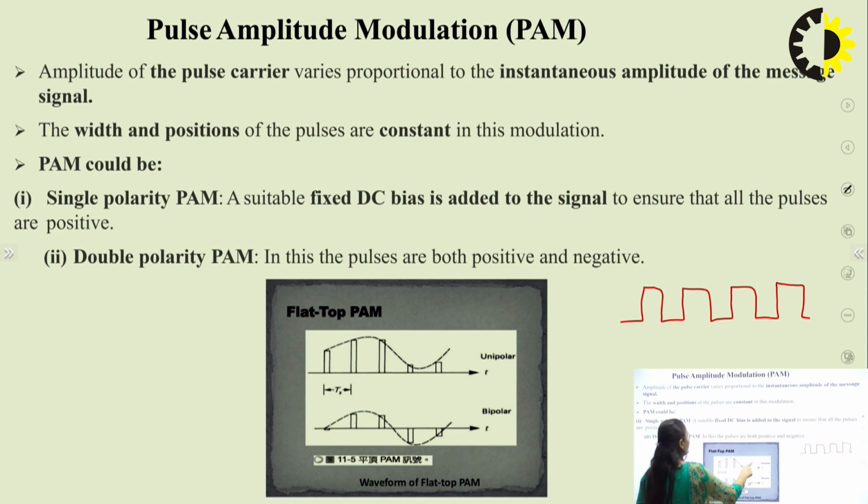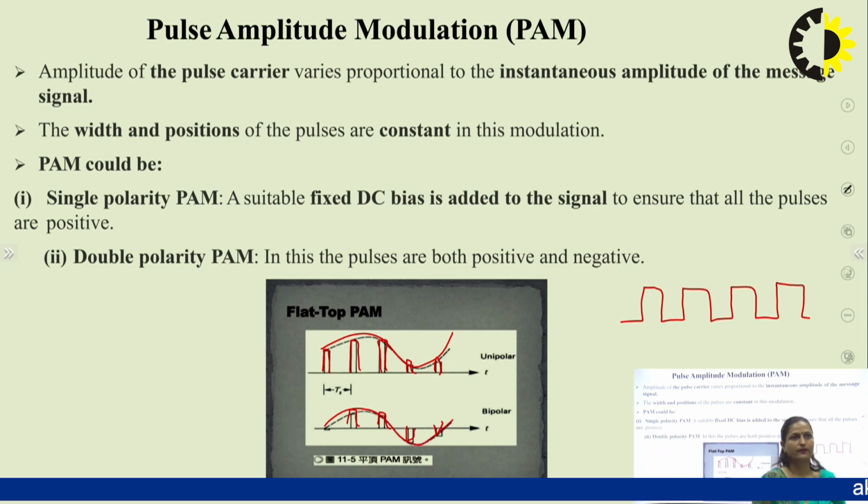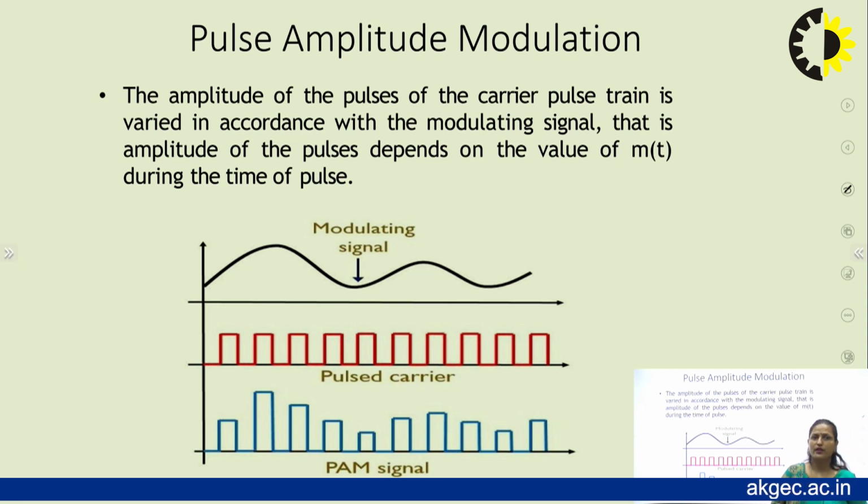So flat top PAM, see here, this is the waveform. If we draw the top of the waveform, this will be your analog signal, unipolar. Bipolar, it means these are your pulses, and if we draw, it means it is positive and negative. So this will be your bipolar signal. So pulse amplitude modulation, amplitude of these pulses. So this is your carrier. Carrier is in the form of pulse. So the amplitude of these pulse trains is varied in accordance with the modulating signal.